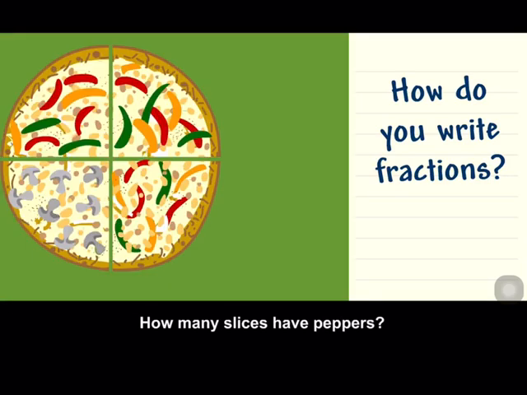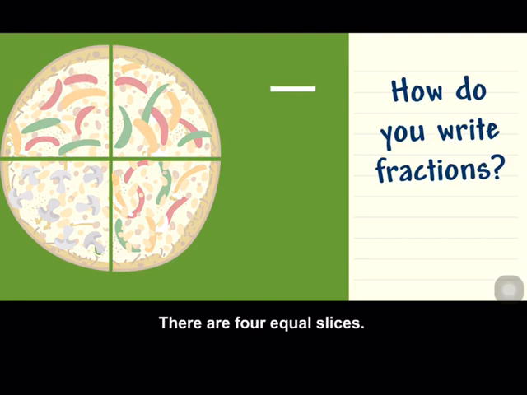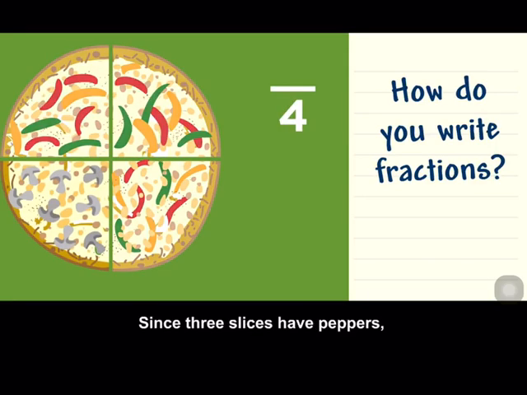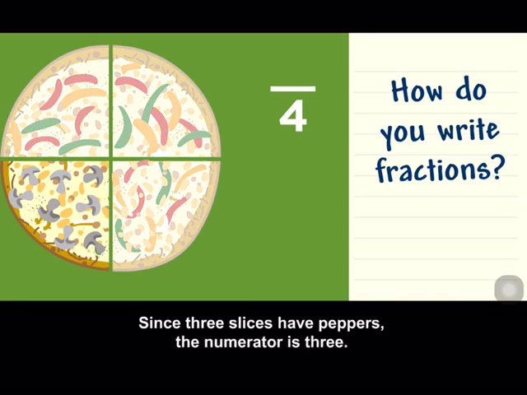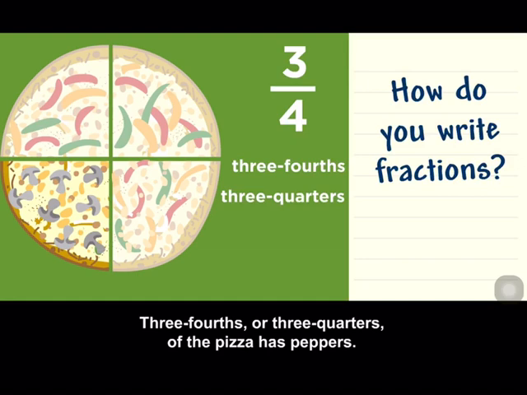How many slices have peppers? There are 4 equal slices. So the denominator is 4. Since 3 slices have peppers, the numerator is 3. 3/4 of the pizza has peppers.